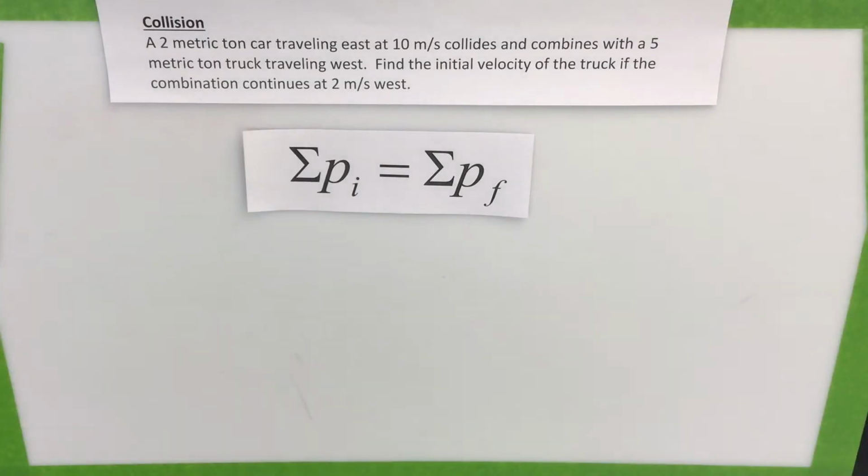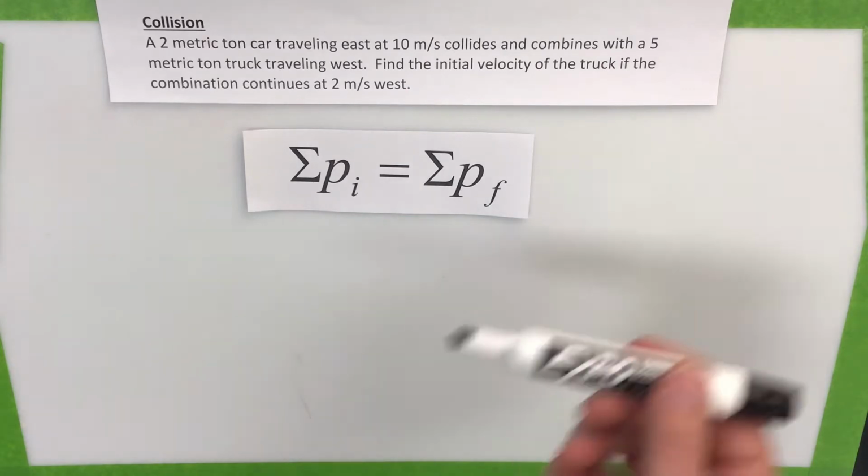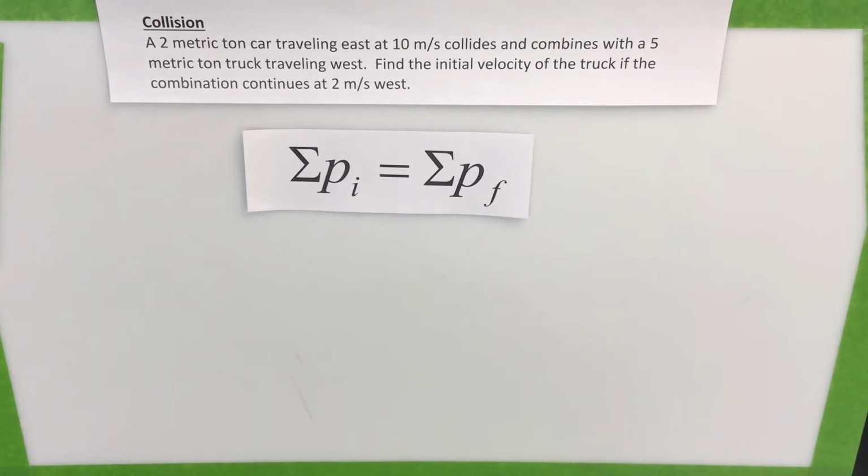Our first problem: a 2 metric ton car traveling east at 10 meters per second collides and combines with a 5 metric ton truck traveling west. Find the initial velocity of the truck if the combination continues at 2 meters per second west.